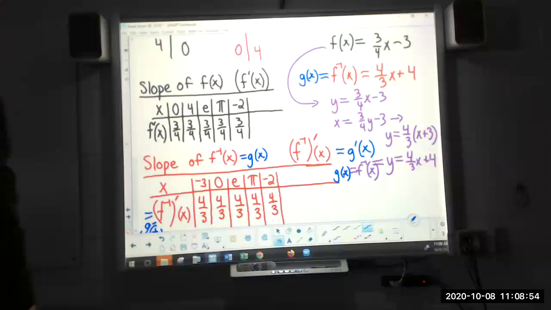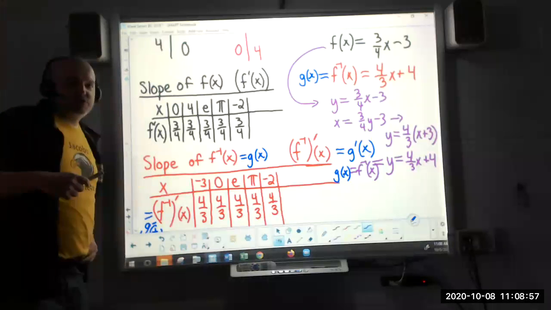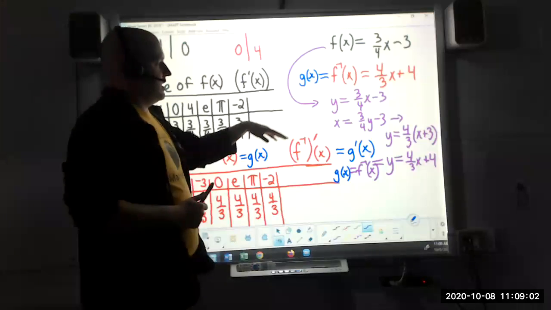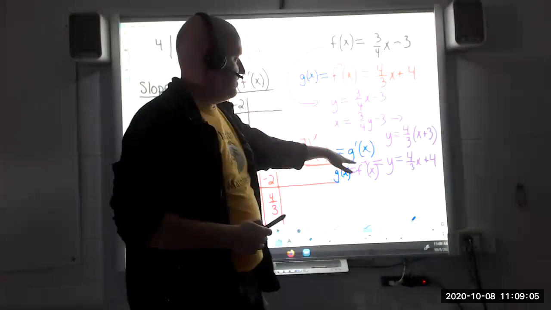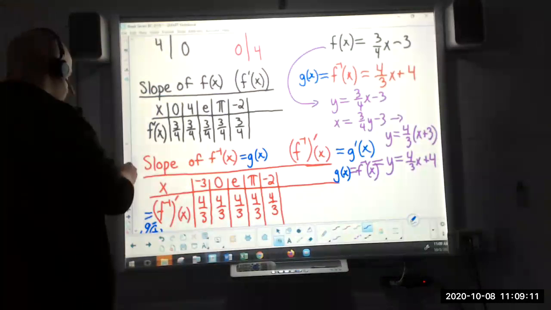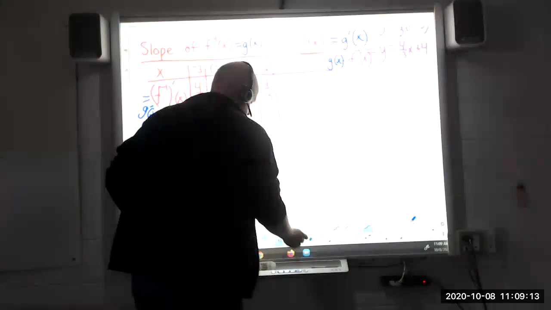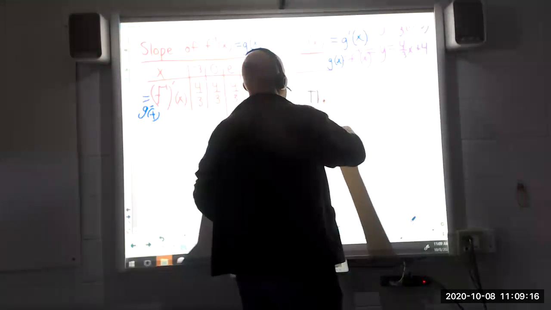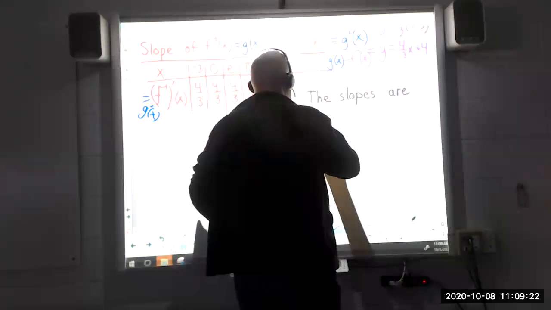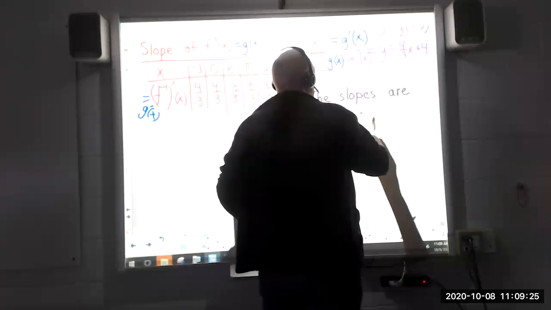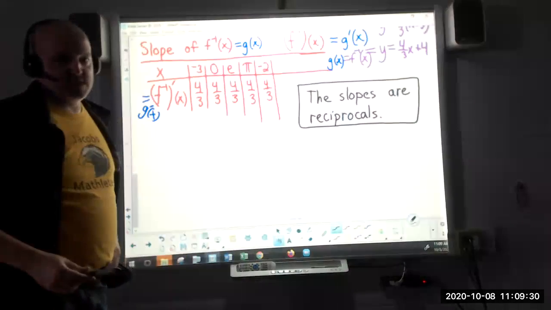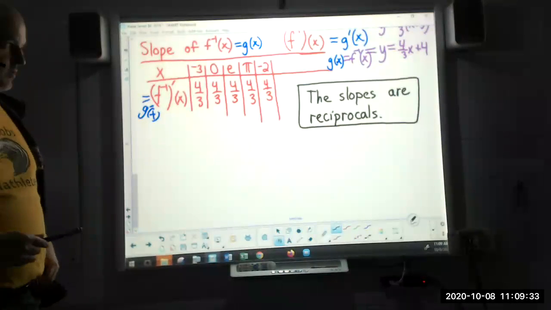Okay. Now, this isn't a super interesting question because the slope is constant. We knew that right from the beginning. F prime was 3/4. F inverse prime we can figure out is 4/3. So there's a relationship between 3/4 and 4/3, right? Yeah. That relationship is reciprocals. Not inverses, not opposites, none of that. Those slopes are reciprocals, okay?